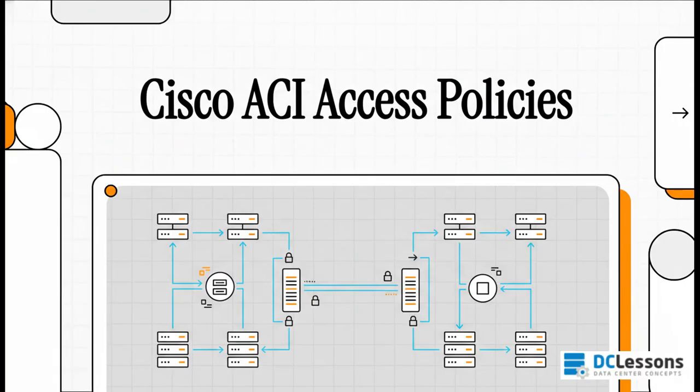All right, let's dive into one of the absolute cornerstones of Cisco's ACI, access policies. And look, I know what you might be thinking, another configuration topic. But trust me, this isn't just about clicking buttons. This is a whole new way of thinking about network connectivity, especially at scale. And getting this right from the start, it's everything.